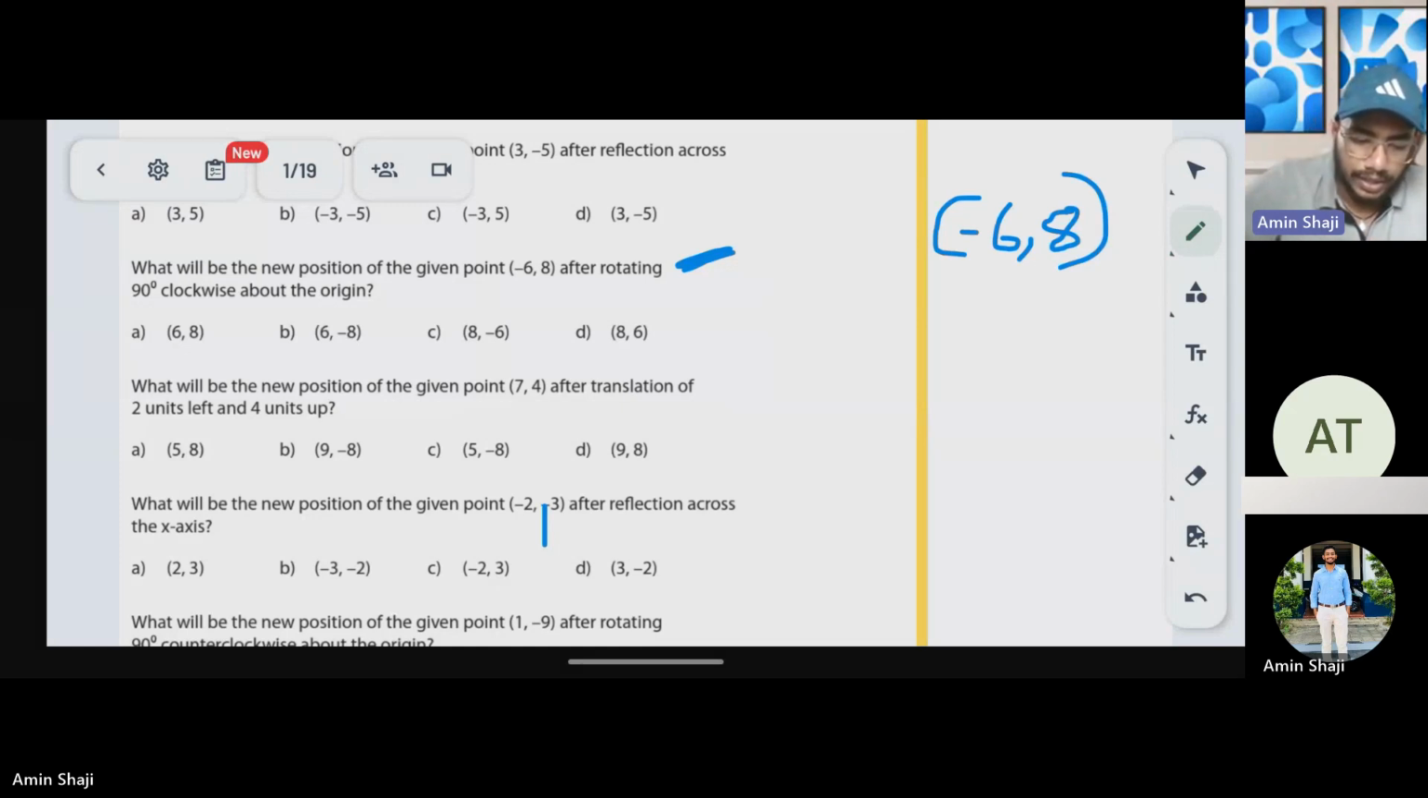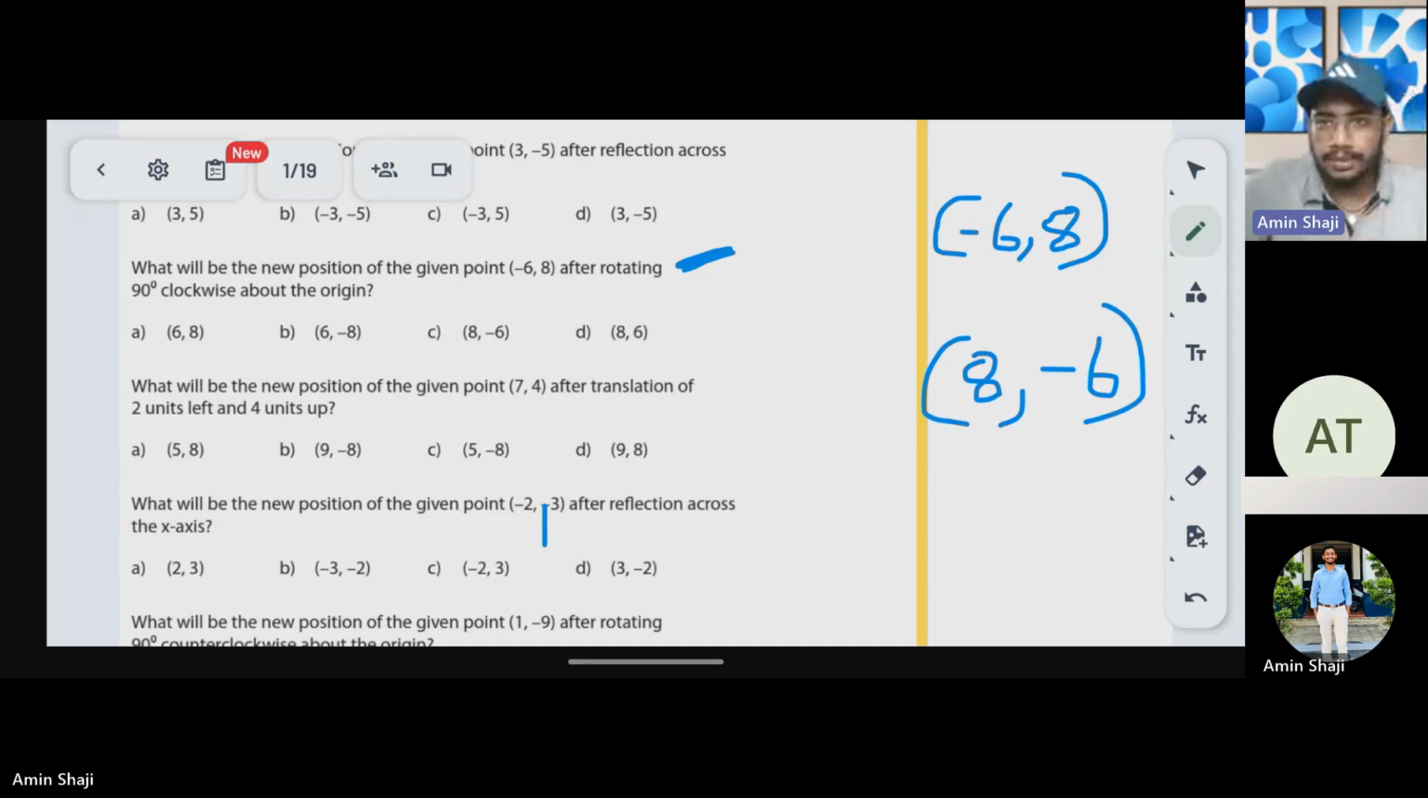That means after rotation, my coordinate will be 8 and -6. This is the first thing you have to do: swap the coordinates. Okay. Now there is one more thing we have to keep in mind. This is not the answer.